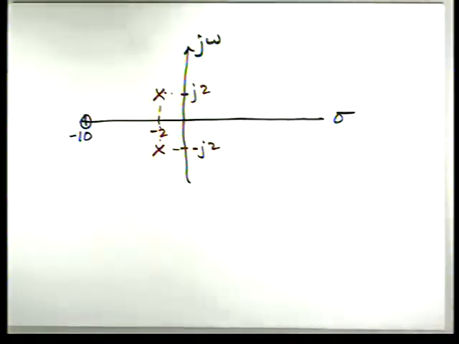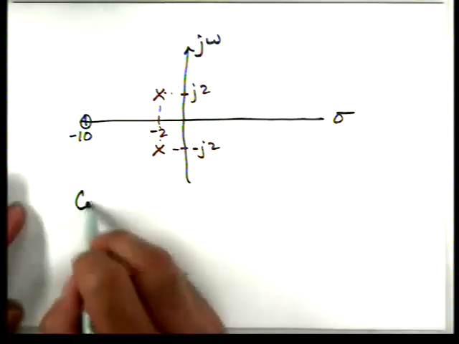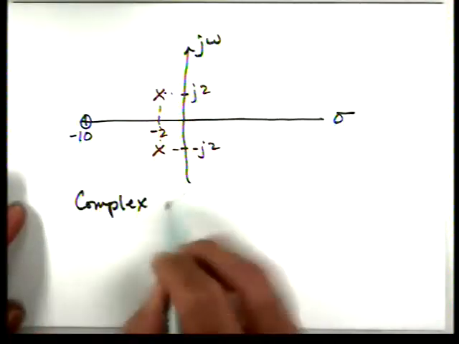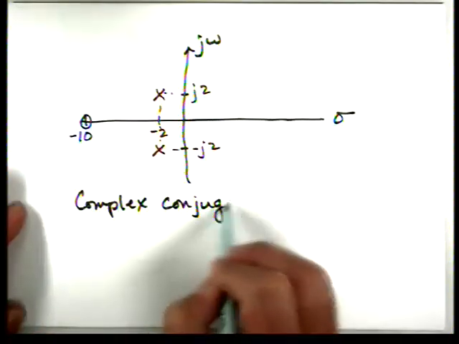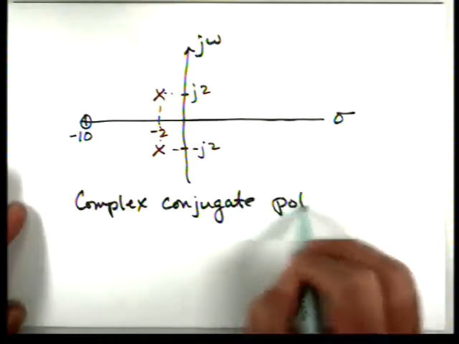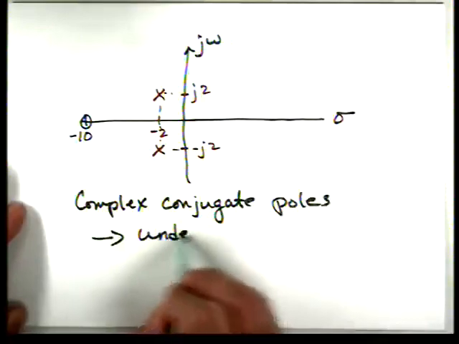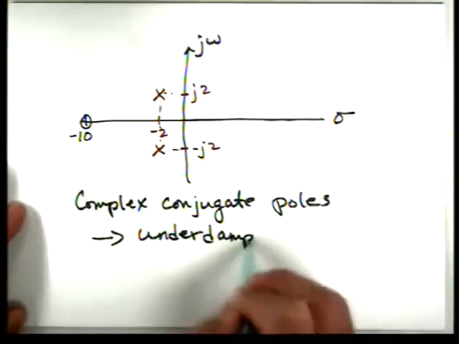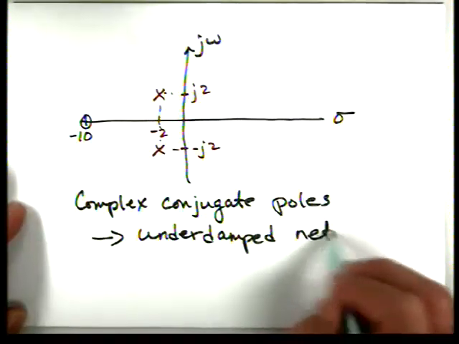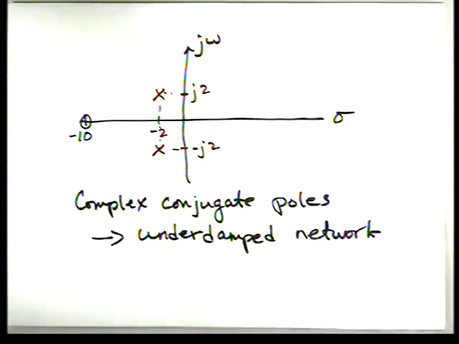Now if we look at the type of damping, since we have complex conjugate poles, that means we have an underdamped network. Okay, so the type of damping, we have an underdamped network.